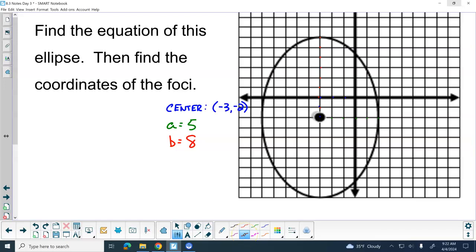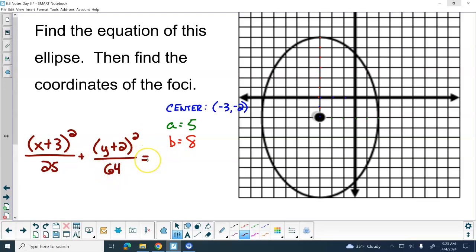What is the equation of the ellipse? Starting with the x plus 3 quantity squared over 25 plus y's now, y plus 2 quantity squared over 64 equals 1 for there.